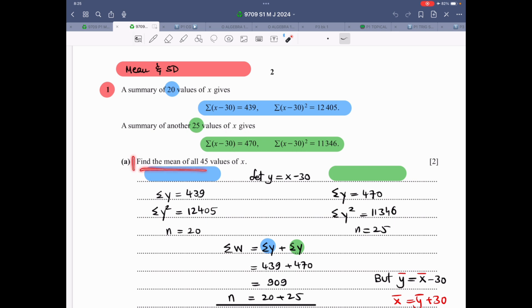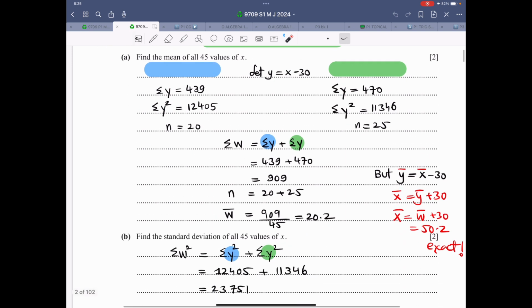First part, find the mean of all the 45 values. 20 plus 25 is 45. So this is the summation of these values. This is the summation of these values. Let's use the symbol y for this, add it up, you get 909. We calculate W bar, sigma W. I have denoted the symbol for the overall sum. W bar is the overall average. That comes out to be 20.2. 30 was subtracted, we add it up, we get the answer as 50.2.